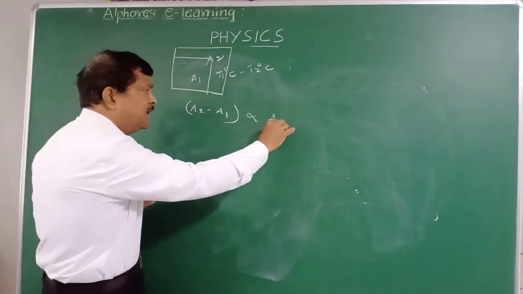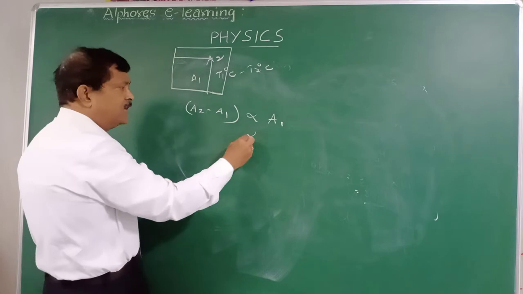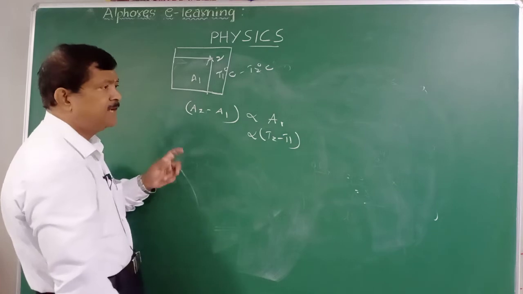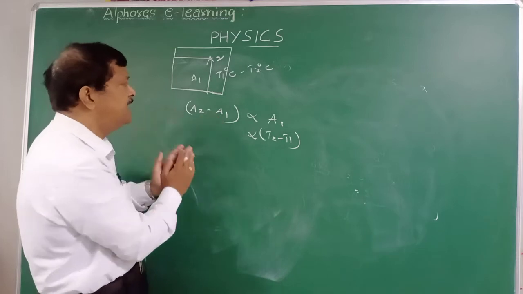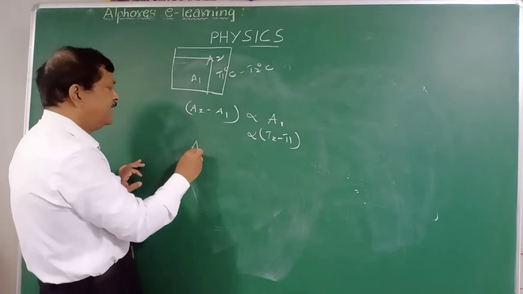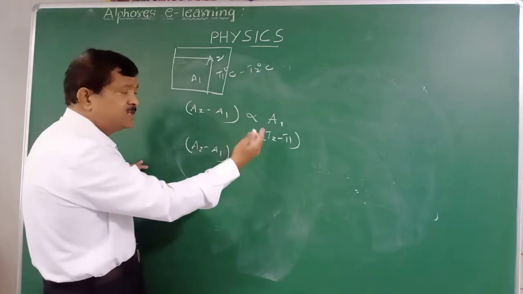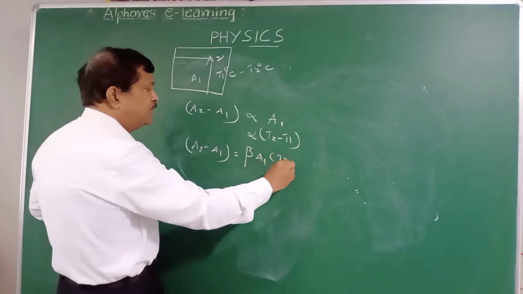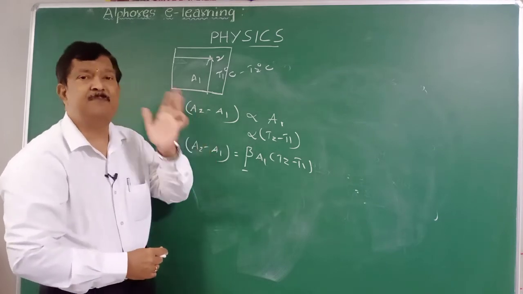When the initial area is more, the change in area is also more. It is proportional to the initial area and also proportional to the change in temperature T2 minus T1. When the temperature change is more, the areal expansion is also more. So you can say the change in area A2 minus A1 is equal to, introducing a proportionality constant, a term beta, beta of A1 of T2 minus T1.